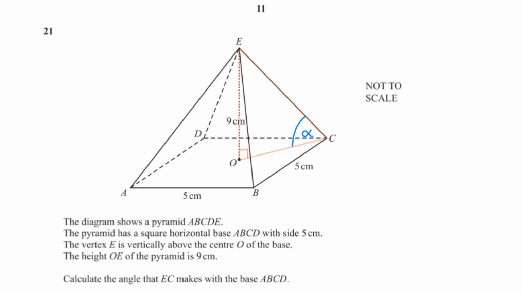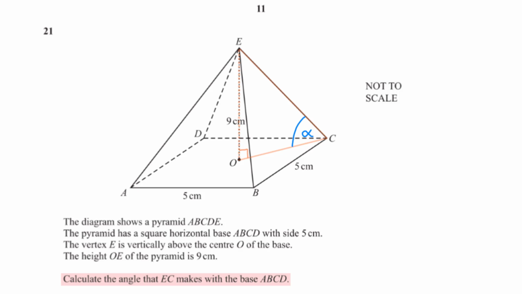The diagram shows a pyramid ABCDE. The pyramid has a square horizontal base ABCD with side 5 centimeters. The vertex E is vertically above the center O of the base. The height OE of the pyramid is 9 centimeters. Calculate the angle that EC makes with the base ABCD. On the diagram, we have labeled this angle as alpha.